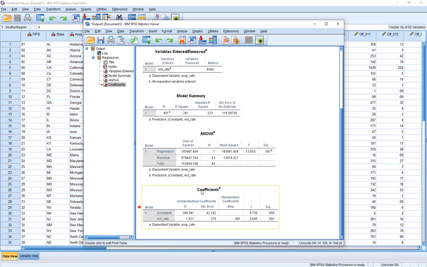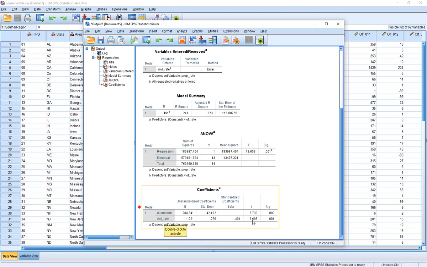So, if we come all the way down here to the bottom, you can see our dependent variable is property crime, and we have the violent crime rate here as well. Now, the constant, don't worry about that. That is going to be about where the intercept lies. But ultimately, we can ignore the row that has the constant listed. And the only one we're really interested in is the one that has a variable name, in this case, the violent rate.